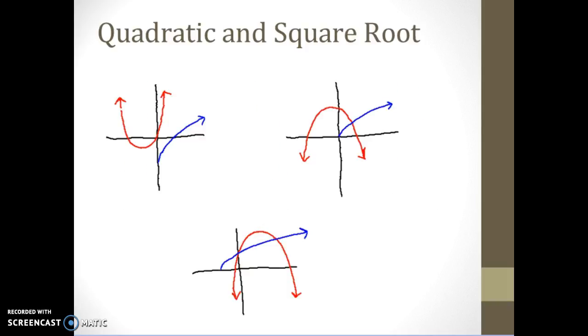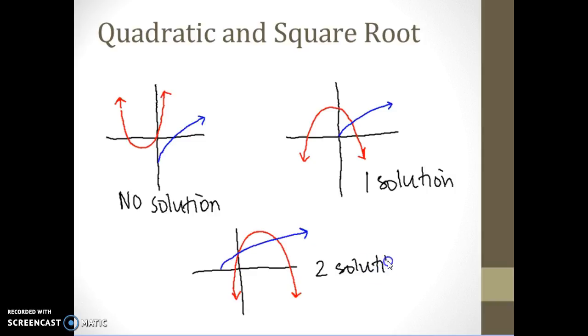You may also see quadratic and square root. All right, so I can have where they never touch at all, no solution. I can have where they touch once, so that'd be 1 solution. And then I can have where they touch twice, and that would be 2 solutions. So I cannot have more than 2 solutions with a quadratic and a square root.